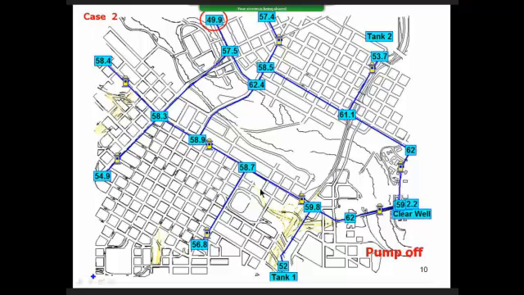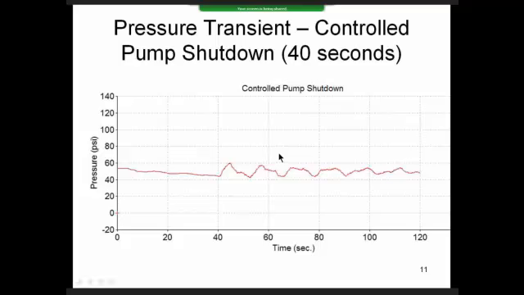But the question here is what happens following turning off the pumps, and what happens if the pump trips, which means that you lose power to it and you can't control the shutdown. This next slide shows a controlled shutdown. The pressure starts at around 54 psi. It fluctuates just a few psi and ends up down at 49 psi. But this was a controlled pump shutdown. It didn't occur too rapidly, so there's no real transient problems.